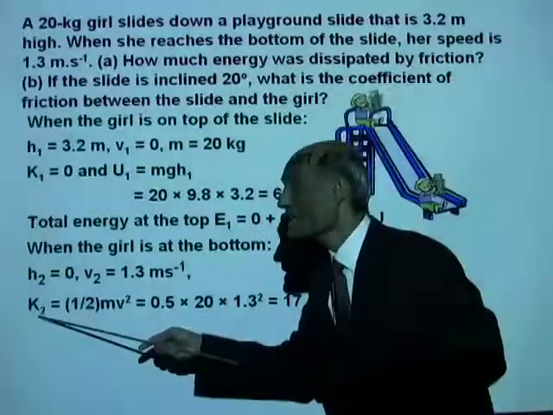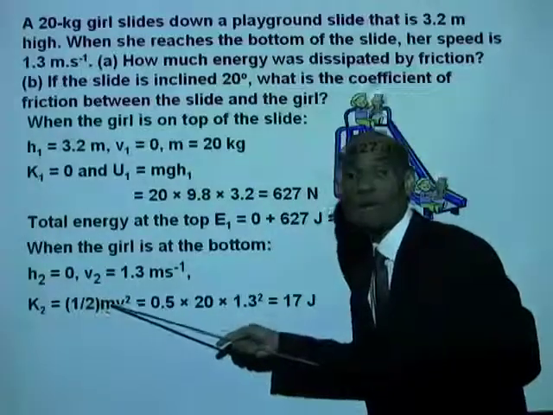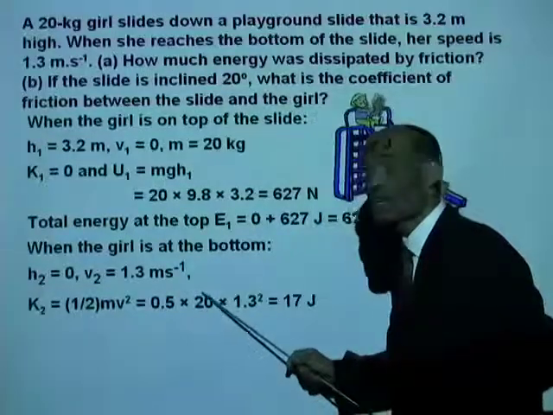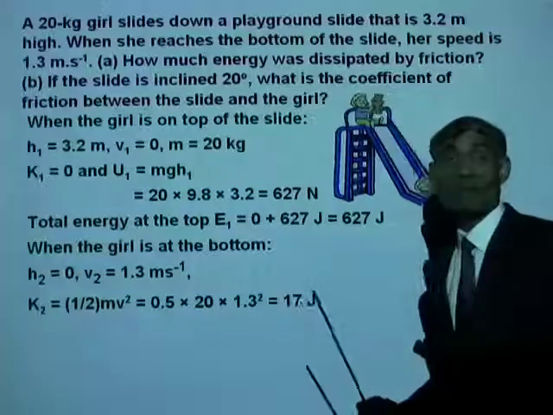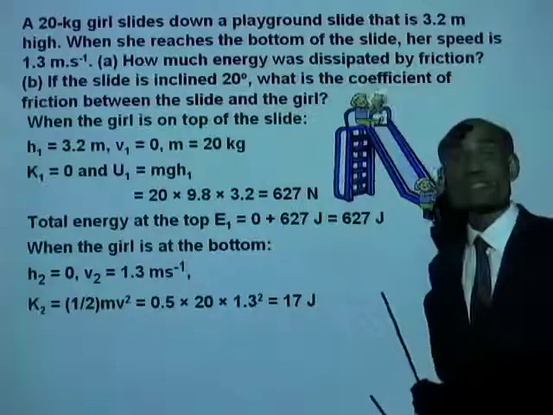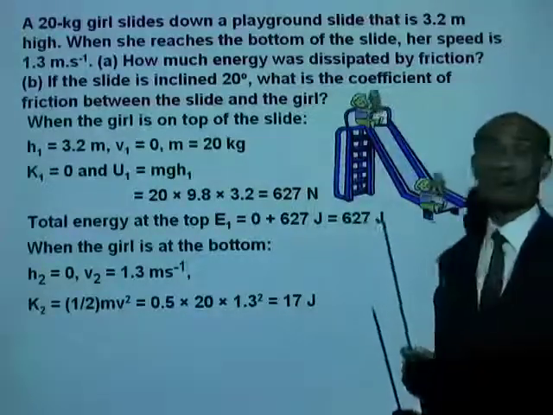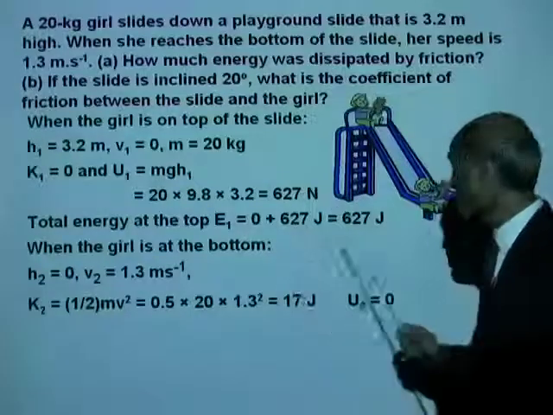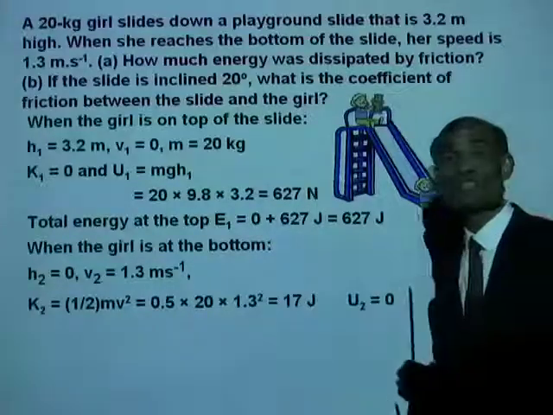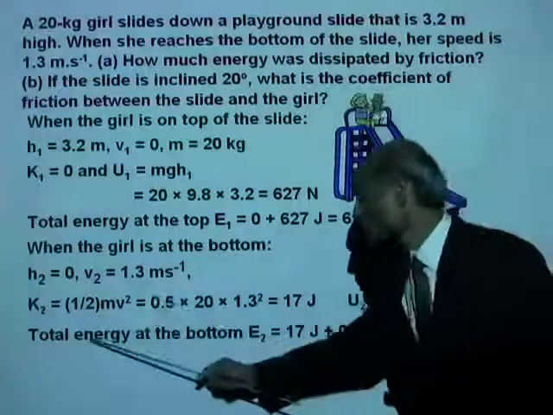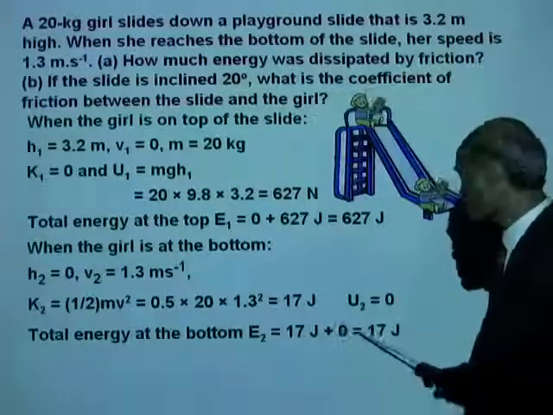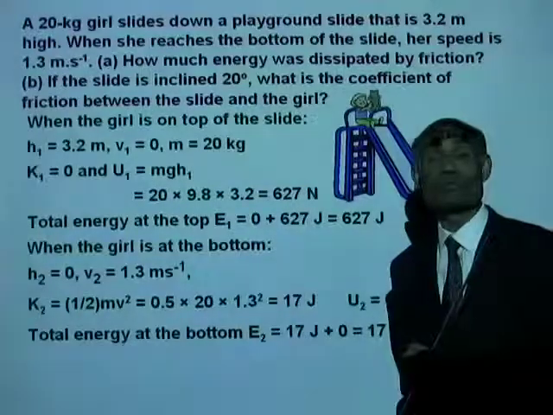That means her kinetic energy is 1/2 mv squared. 1/2 I write as 0.5. m is 20 kilograms. And v squared is 1.3 squared. So she has a kinetic energy of 17 joules at the bottom of the slide. What is her potential energy? Because the height is reduced to 0, the potential energy is 0. The total energy at the bottom is kinetic energy plus potential energy, equal to 17 joules.